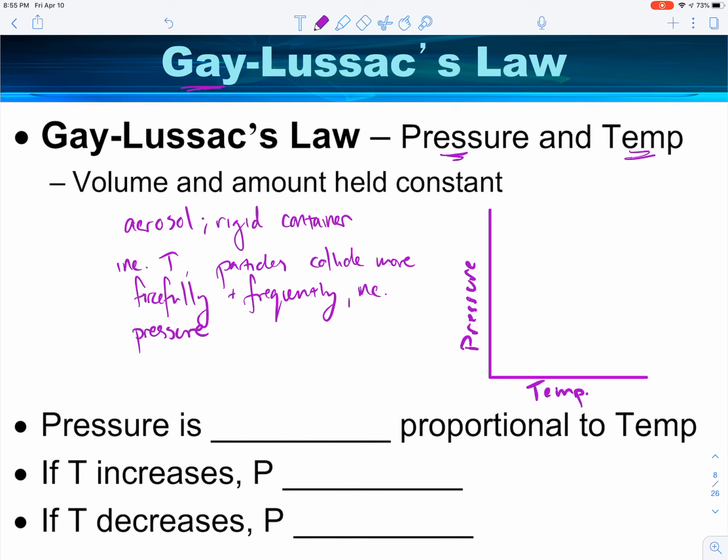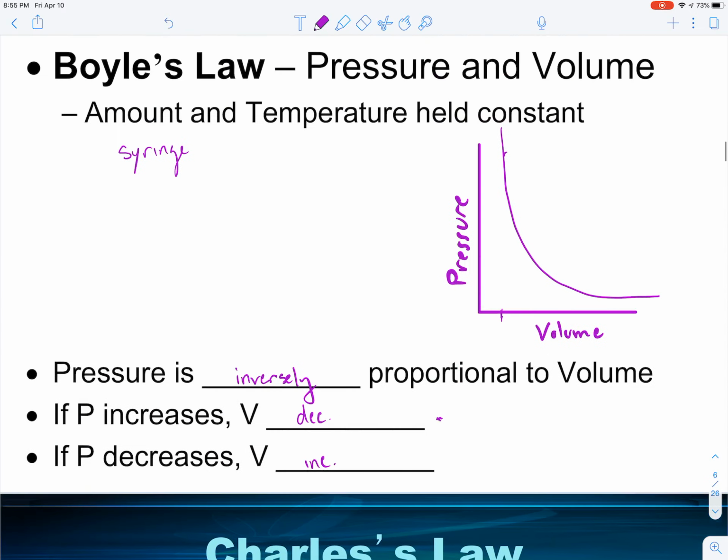They are directly proportional. Oh, I forgot to write the equation to these. Okay, directly proportional. If temperature increases, pressure increases. Temperature decreases, pressure decreases. Okay, and so we have, again, a direct proportion.